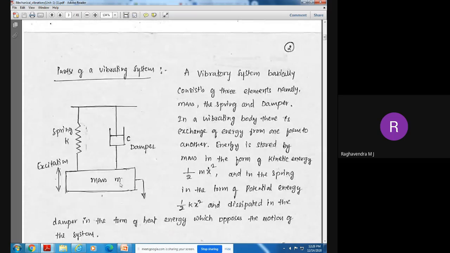So what is damping? Damping is nothing but the resistance offered to the motion of a vibrating body. The damper will absorb all the vibrations and prevent the amplitude of vibration by absorbing all the energy which is developed due to the mass.